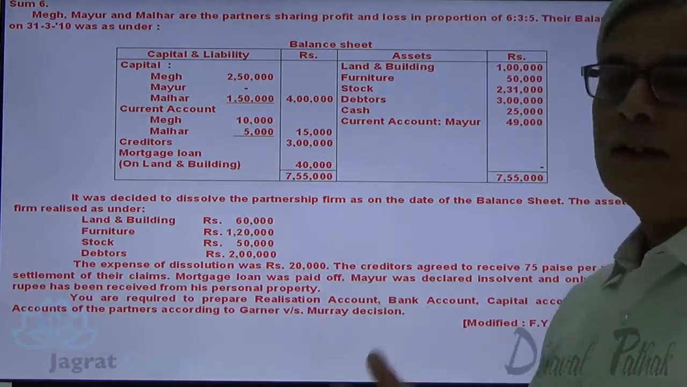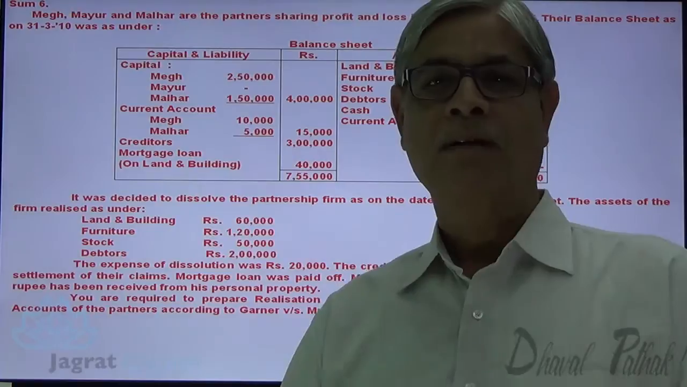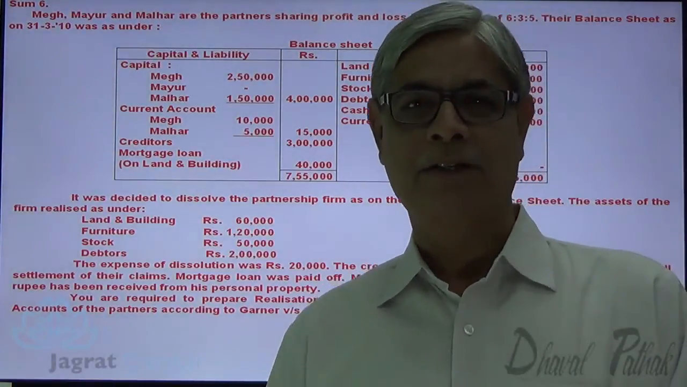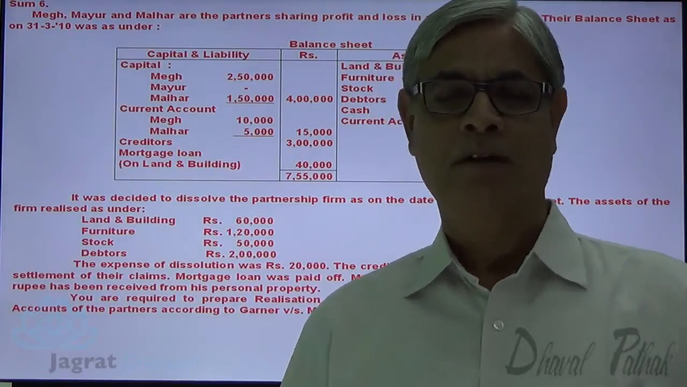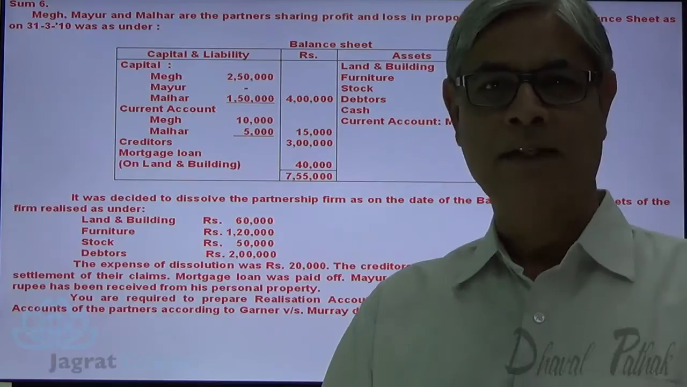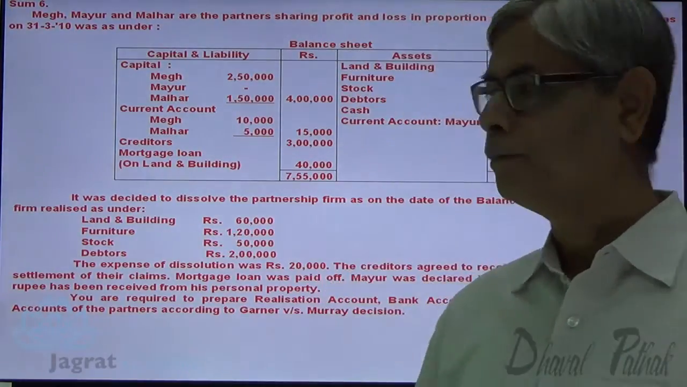One more thing that is also prescribed in Garner versus Murray's decision is that solvent partners are required to bring cash equal to the realization loss suffered by them. This is a brief story of Garner versus Murray's decision. Now let me start with the sum. Here I am going to prepare necessary accounts. The necessary accounts are realization account, capital account, partners' current account, cash account.